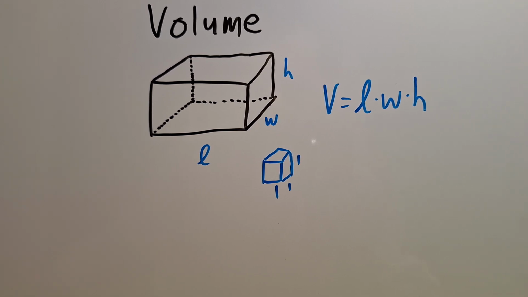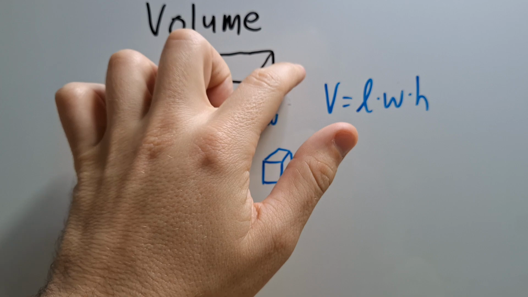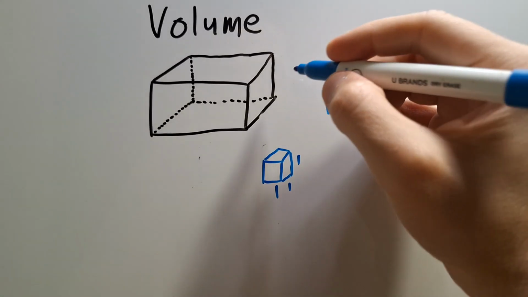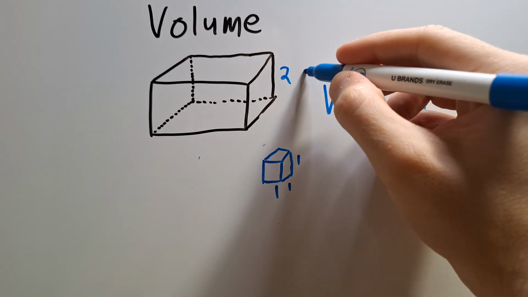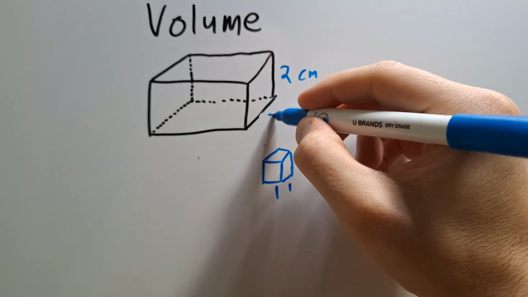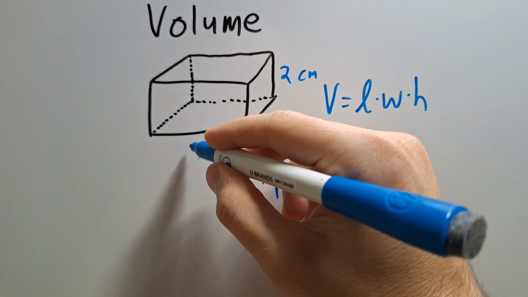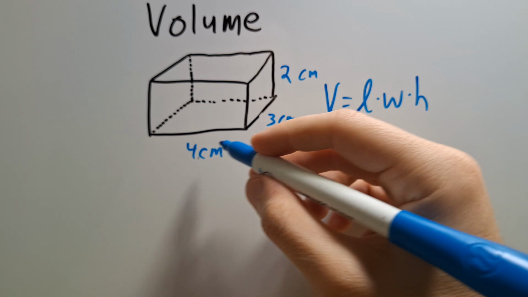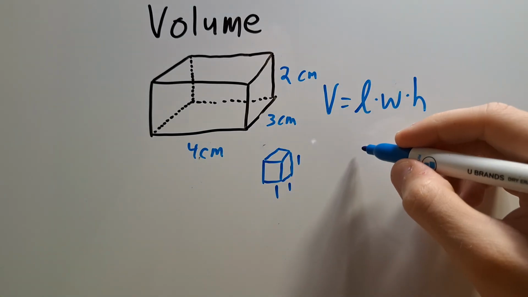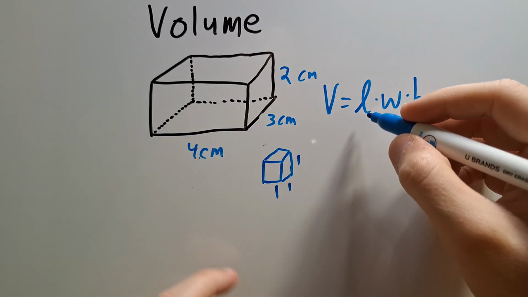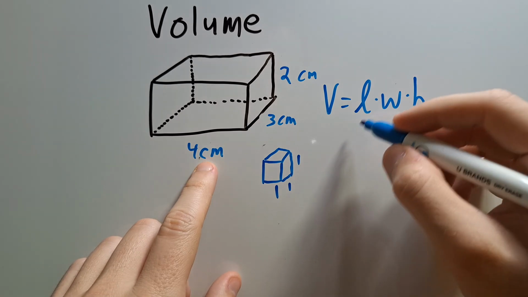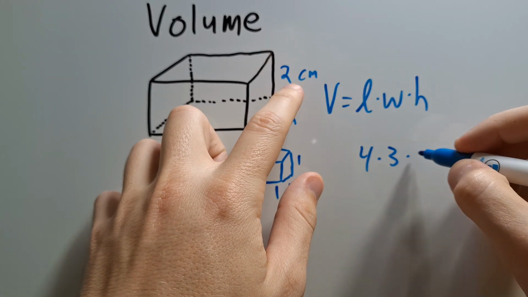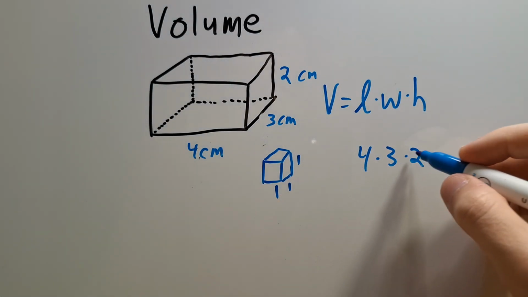So for this example, let's say for each of these, I was going to put some numbers in. Let's say the height is 2 centimeters, the width is 3 centimeters, and the length is 4 centimeters. All I do is multiply these three numbers together. Doesn't really matter the order, but for consistency, I'll just show you which. So 4 for the length, 3 for the width, and 2 for the height. Just multiply the three numbers together.